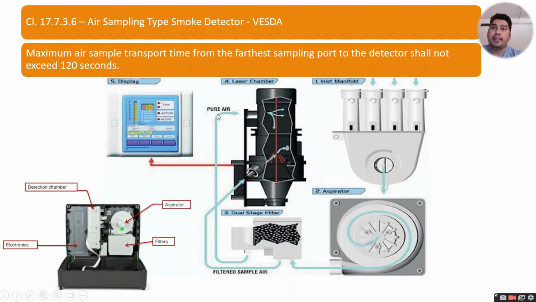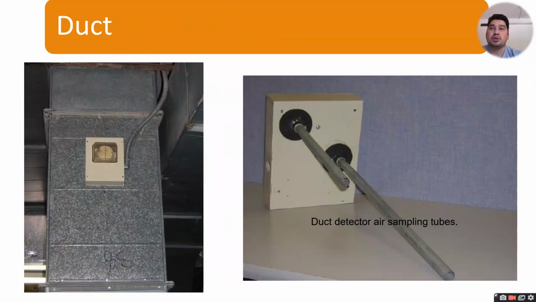So this is the display and laser chamber here, pure air, dual stage filters, filter sample air, aspirator, and inlet manifold. So this is the inlet manifold. The air will come here and aspirator, it will go here. And after then it will come here, filtered sample air that will come here. And after then the third stage, it will dual stage filter will come here and pure air it will come here. And there is the laser chamber. And after then it will activate it to the display. So this is the full cycle of air sampling type smoke detectors.